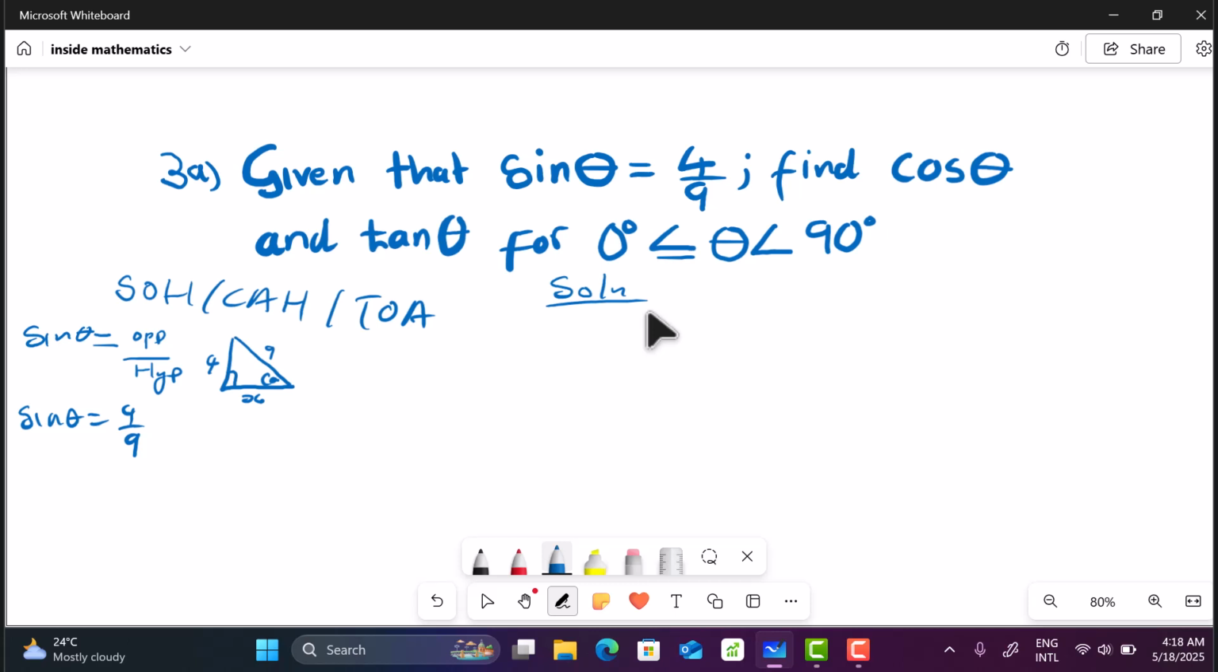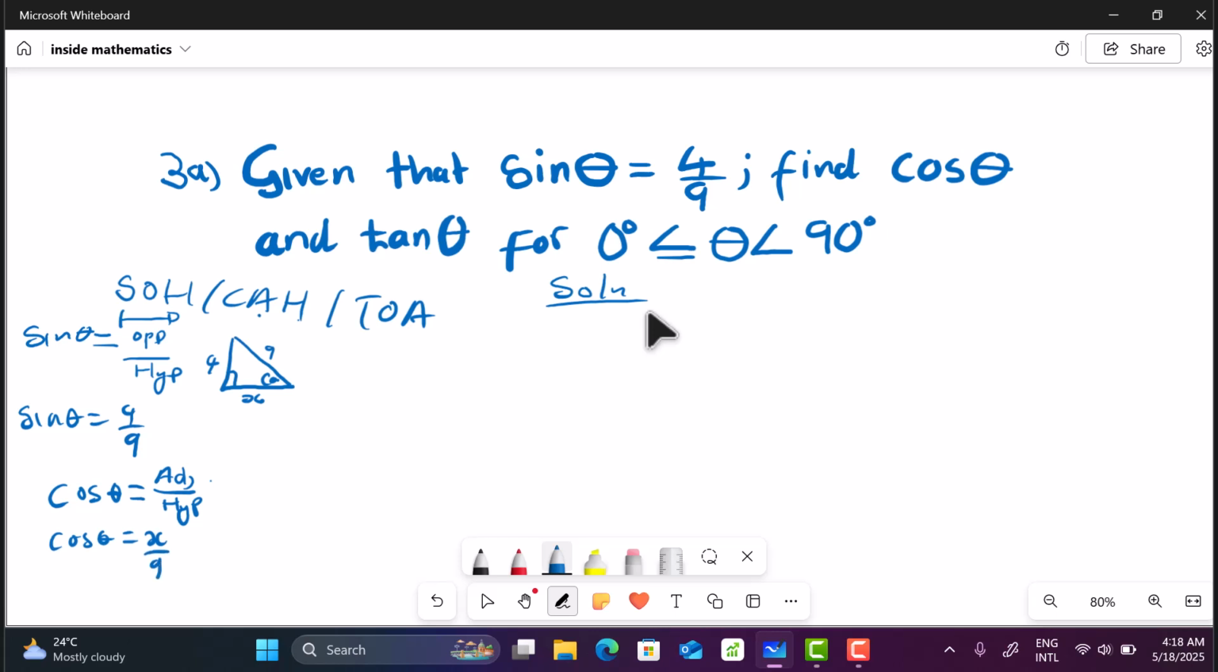Why are we looking for a missing side? Because if you are looking for cos theta, SOHCAHTOA suggests that cos theta is adjacent over hypotenuse. By this, the adjacent is x. We don't have the value of x here. So cos theta is equal to x over the hypotenuse, which is 9.